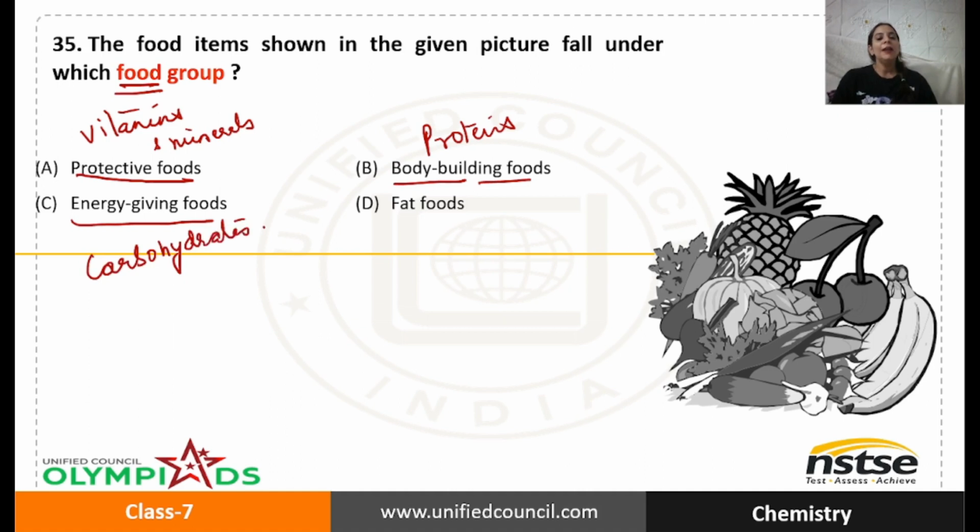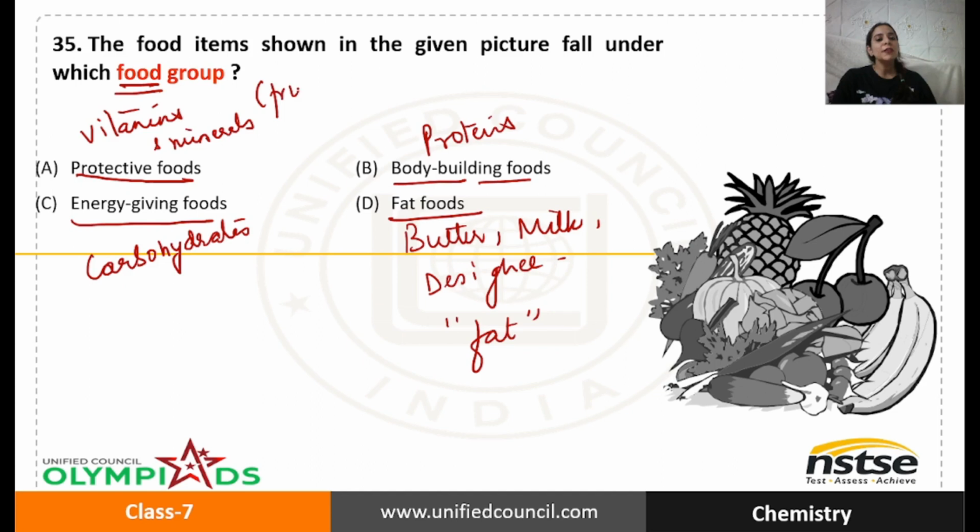carbohydrates. And fat foods, which are fatty foods, for example butter, high toned milk, cheese, etc. These are fatty foods, or you can say desi ghee. These are all fatty foods because they have a good amount of fat in them. So protective foods include fruits and vegetables.